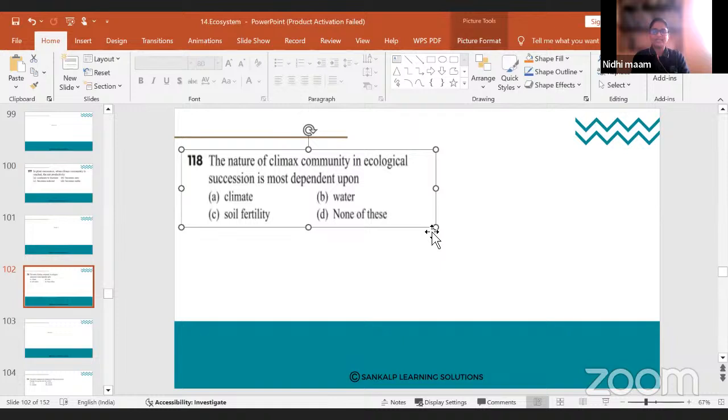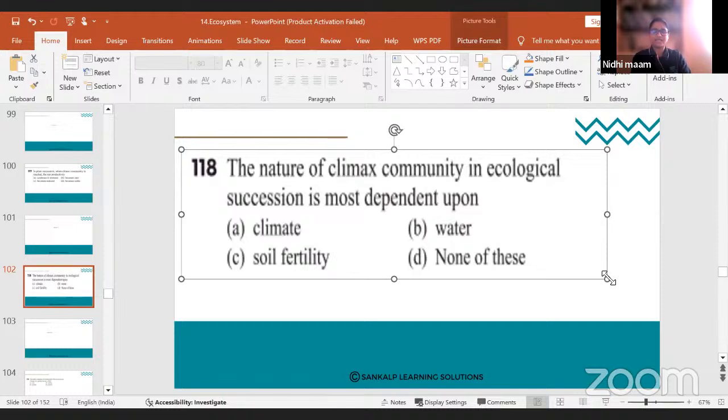Next question. The nature of climax community in ecological succession is most dependent upon: A, climate; B, water; C, soil fertility; D, none of these.